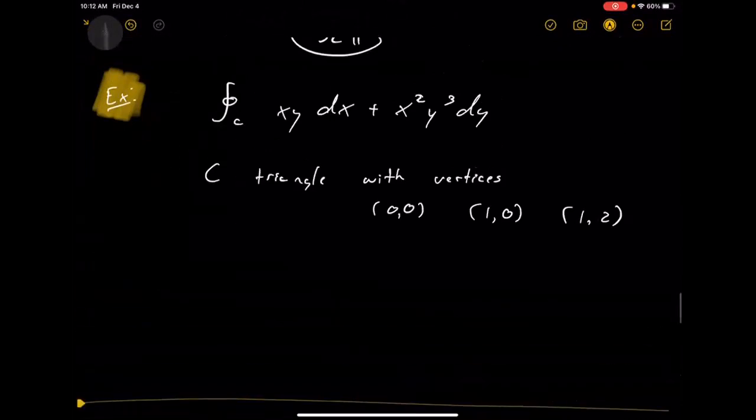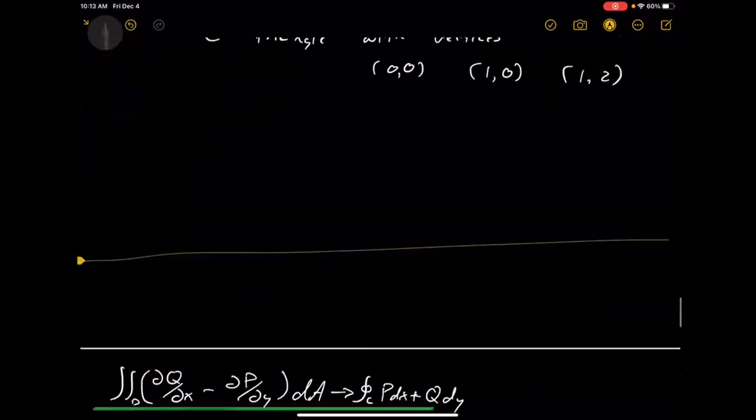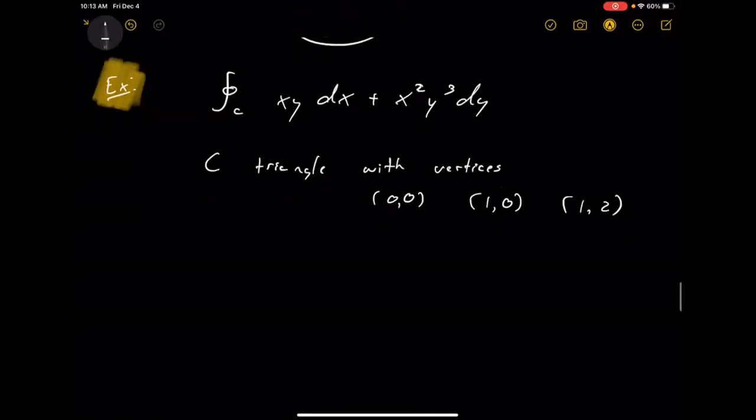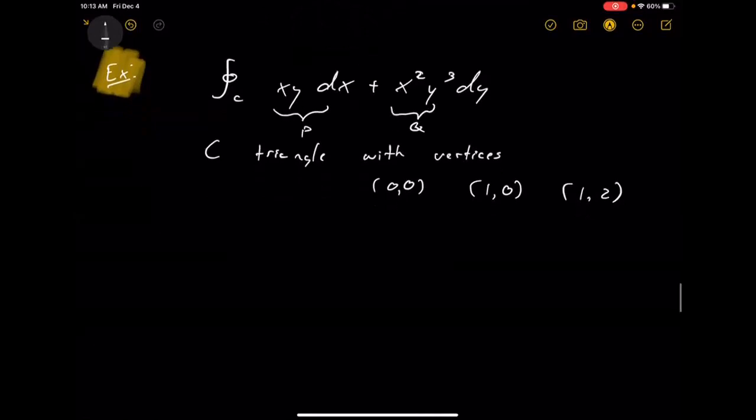Okay, now let's try this. Again, just using the same technique, I want to convert from this line integral to a double integral. Okay. Well, let's see. Again, first step, figure out what my p and q are, right? So p is my stuff on my dx, q is my stuff on my dy.